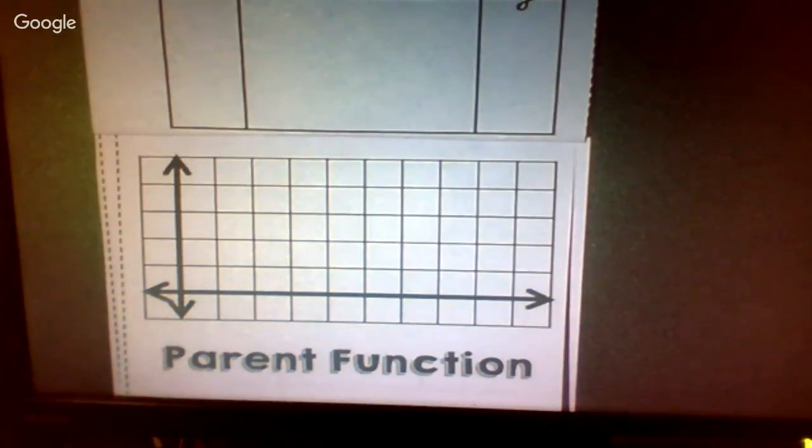Okay, you have a radical parent function that looks like this. Y equals just the square root of x. Okay, so everything is going to be manipulated.